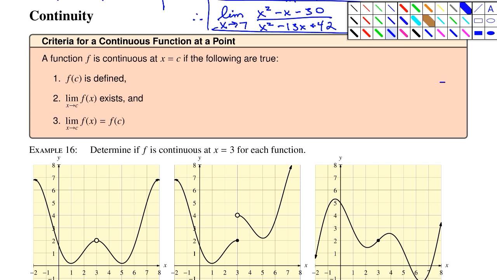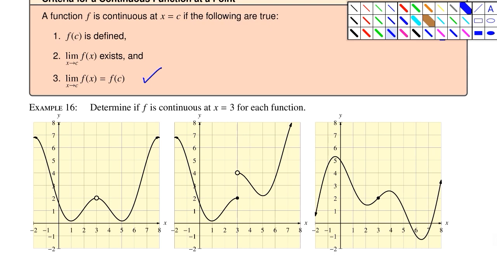And then part 3, the limit as x approaches c of f of x is equal to f of c. And this is sort of the biggie one right here. Because if you can get number 3 to work, then that shows that the other 2 had to work as well. Number 3 says, I was able to get a value for the limit, I was able to get a value for f of c, and those values happen to be the same. Now, if any one of these criteria fail, then you're immediately done and you claim that the function is not continuous, it is discontinuous at that point for that reason.